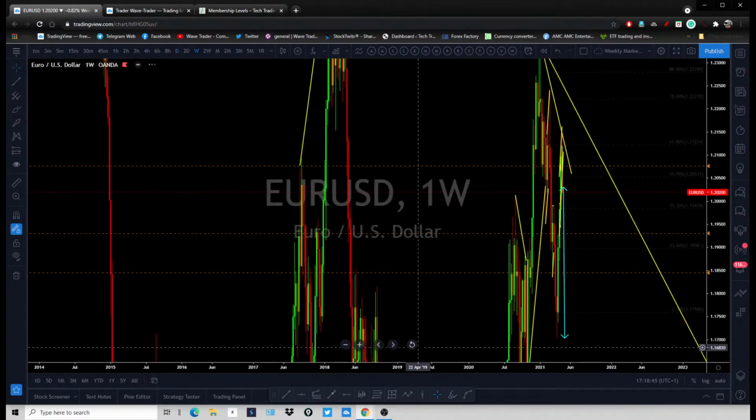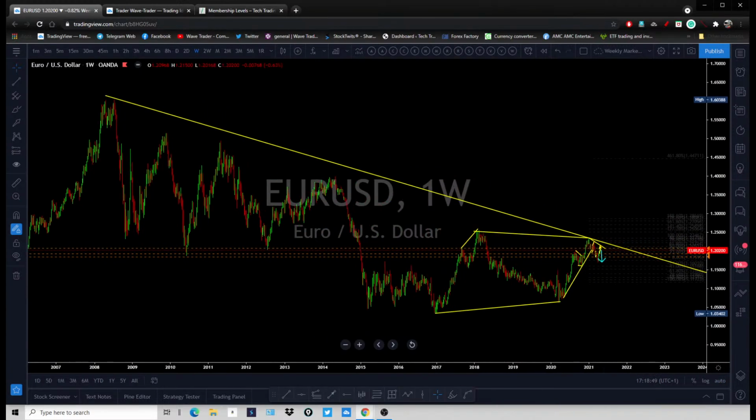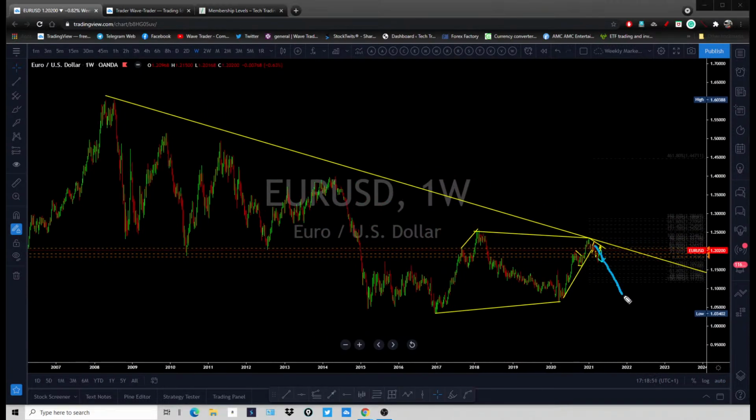So the euro dollar has resumed its longer term bearish trend, and we are looking for the euro to go all the way back to these lows again. Again, this is not making sense for some people. They are still bearish on the dollar, expecting cyclical weakness. And yes, that's possible if inflation is not going to rise very, very aggressively.